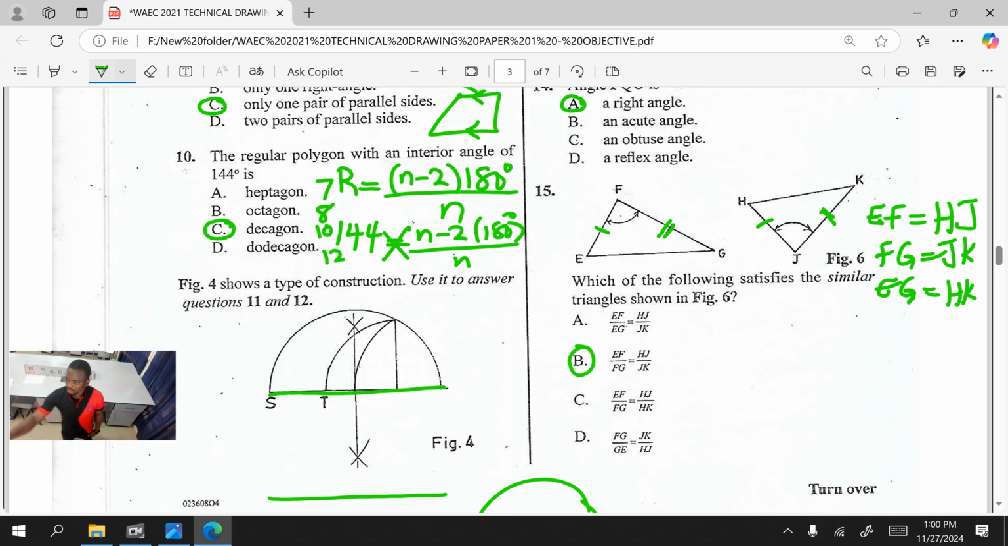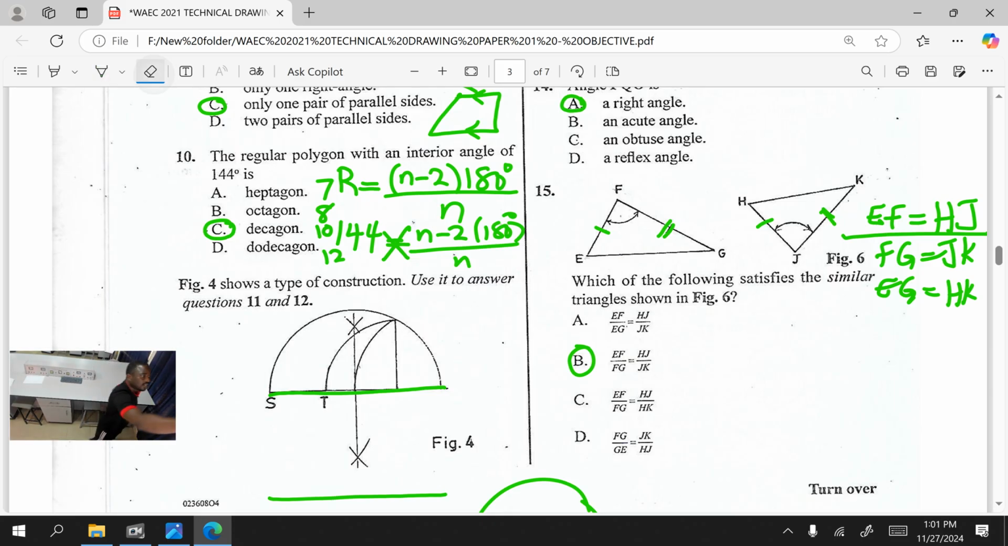Can you see that now? It's just like putting an arrow here, a line here. Can you see it now? That's equal. Let's check others. EF equals AJ, FG equals HK, no. FG equals JK, yes. GE equals HJ, no. That's not correct. Do you get it now?